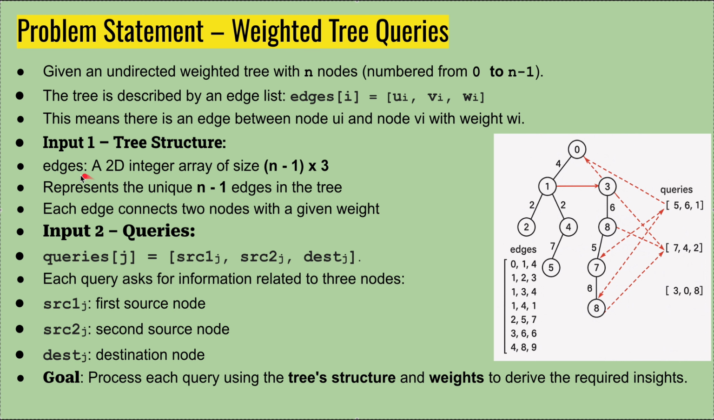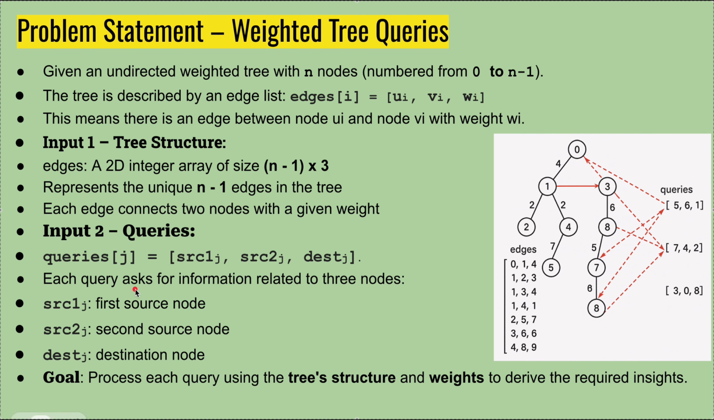So you know how many elements are given. At each index there were 3 elements, and the size of the edge array is n minus 1, so you have to multiply. It also represents the n minus 1 edges in the tree, and each edge connects two nodes with a given weight. That is clear. Now we have input 2, that is queries. In queries, we have source 1, source 2 and destination.